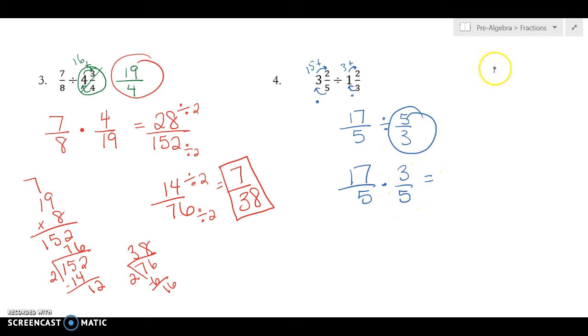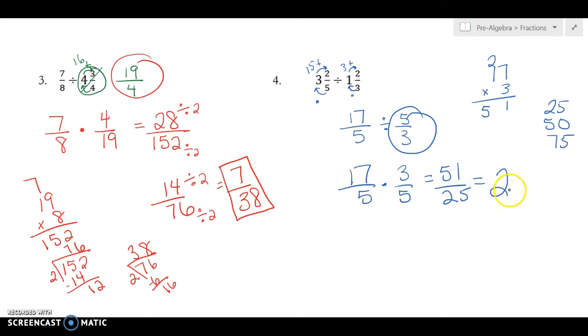So top times top, 17 times 3 is 51, and 5 times 5 is 25. Again, we have an improper fraction, but this one's easy to see because if I wrote my multiples of 25, those you guys know they're just quarters. So 25 goes into 51 2 times, with 1 remaining.